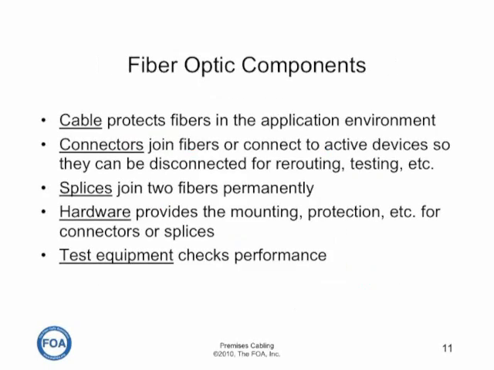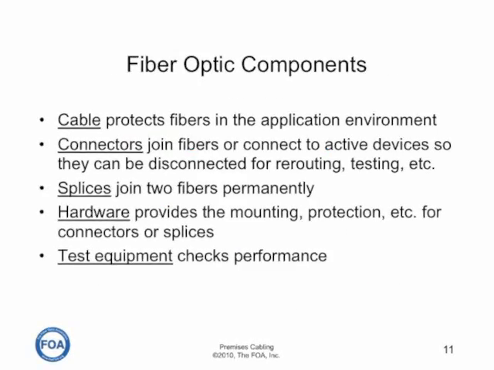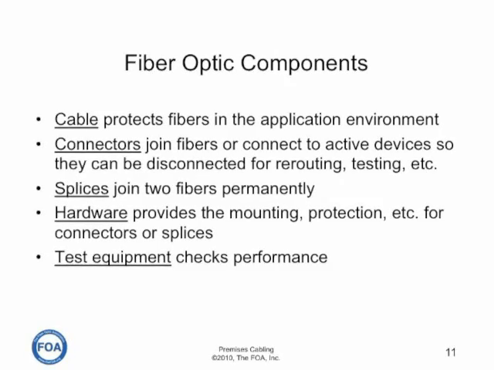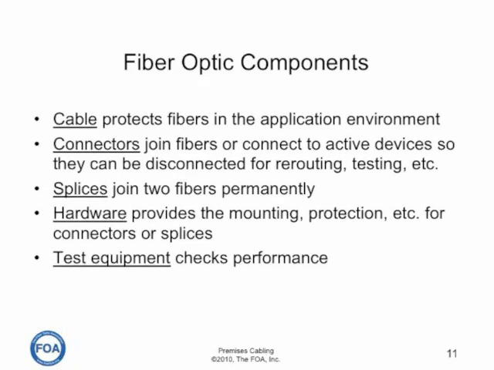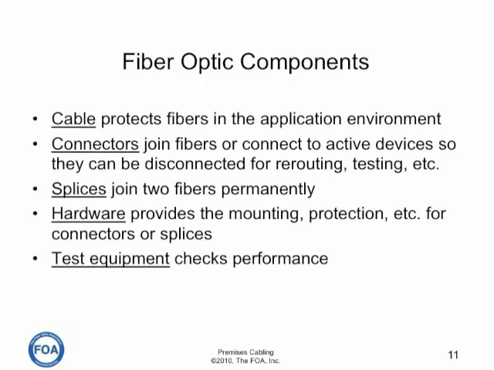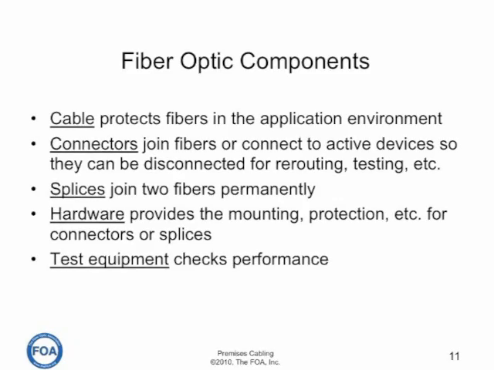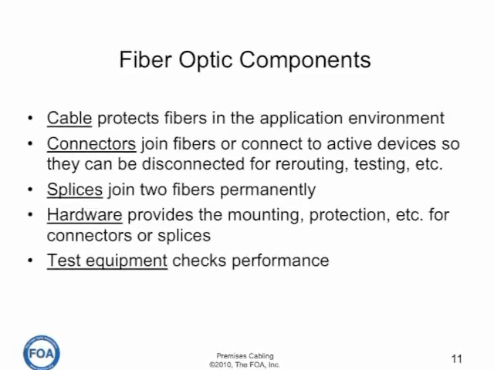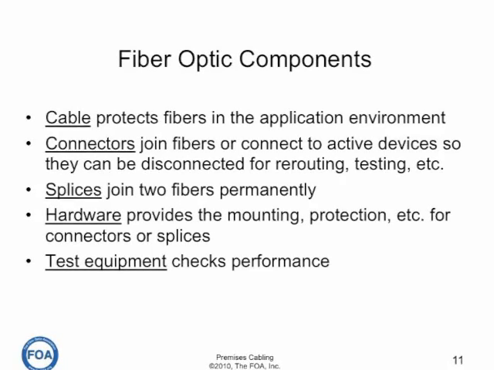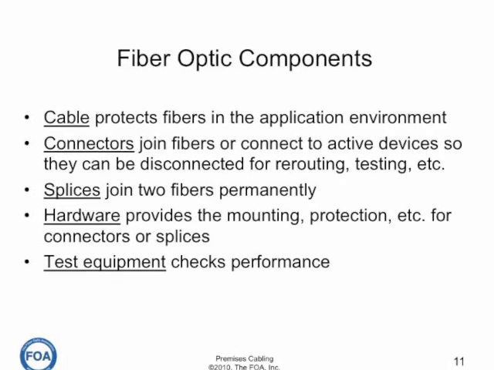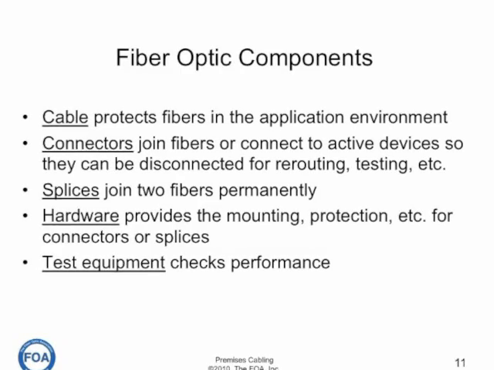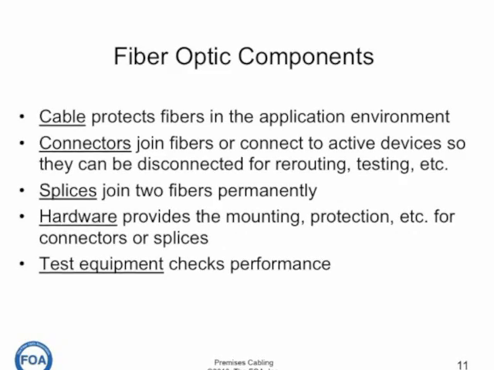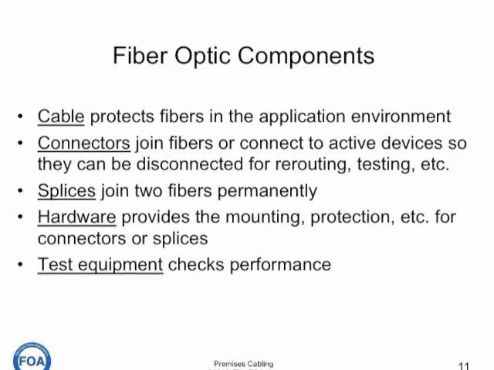A fiber optic cable plant consists of a number of components. We have a cable, which protects the fibers in the application environment, connectors which join fiber or connect to active devices so they can be disconnected in the future for rerouting or testing, splices which join two fibers permanently, hardware that provides the mounting and protection for the connectors, splices, and cables, and test equipment, which checks the performance of the complete installed link.